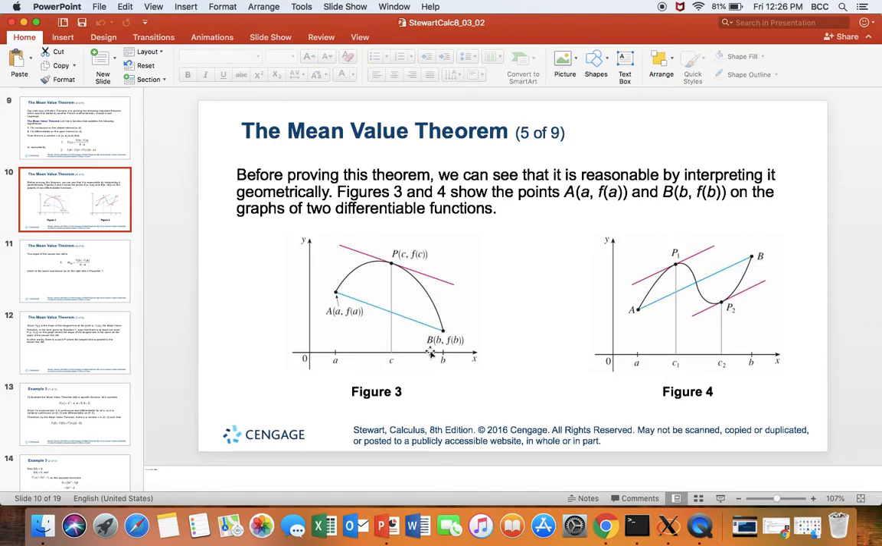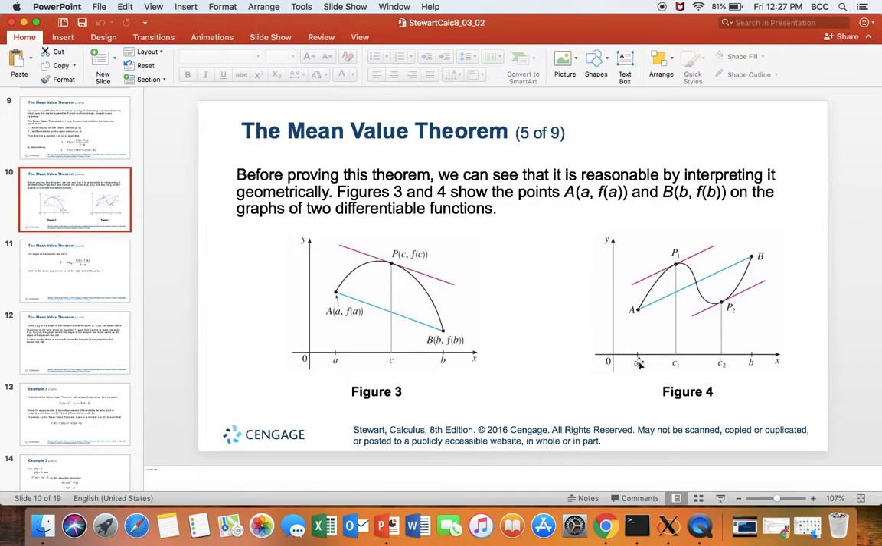Now look at the picture. You have a certain slope. There will be a point in between where you have the same slope. This line is parallel to this line. So that is, the slope is equal. Now, here is another option.